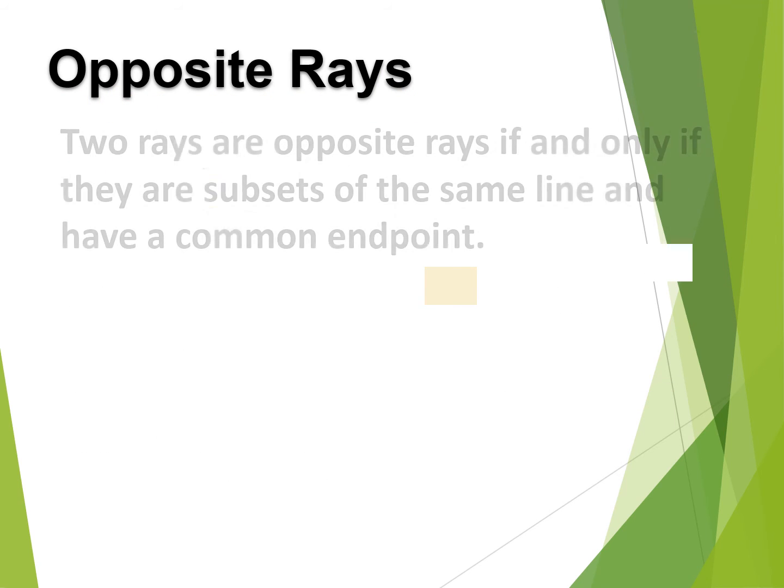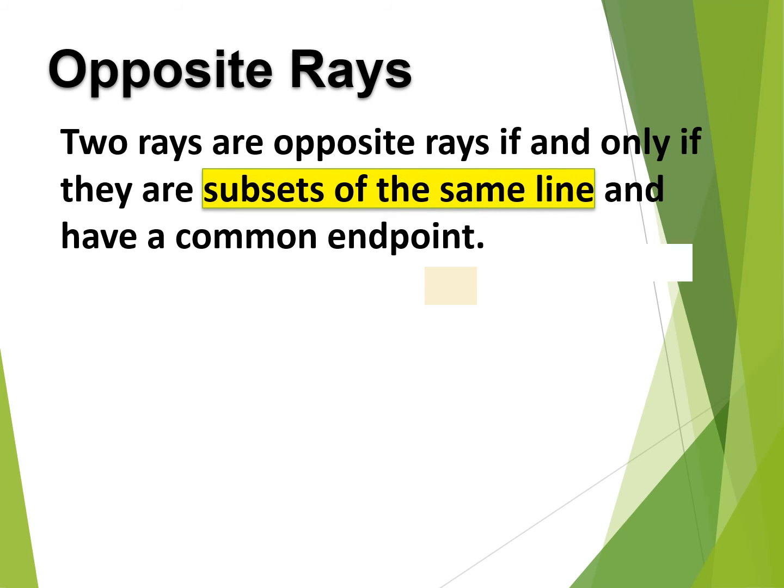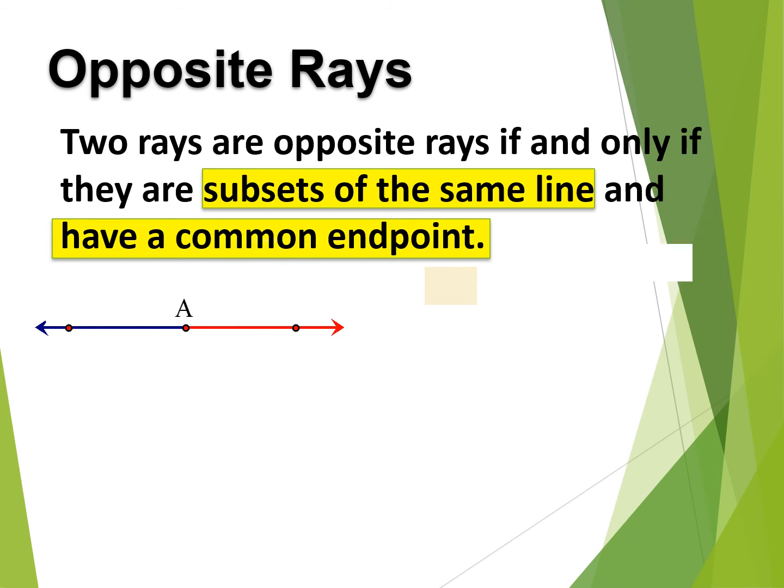So opposite rays. Two rays are opposite rays if and only if they are subsets of the same line and have a common endpoint. So here we have opposite rays. They have the same endpoint, and that is point A, right?